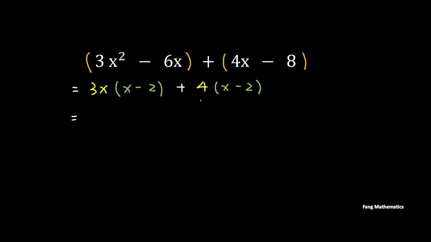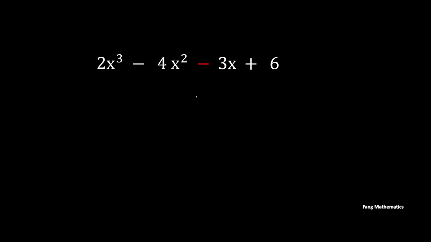If we are to look at this expression, I believe you have x minus 2 in common. So we should apply the distributive property by factorizing the x minus 2. After you factorize the x minus 2, you are to create another parenthesis. Then you put 3x plus 4 inside the parenthesis, and that should be your answer. The last example we have, and we are to apply the grouping method.